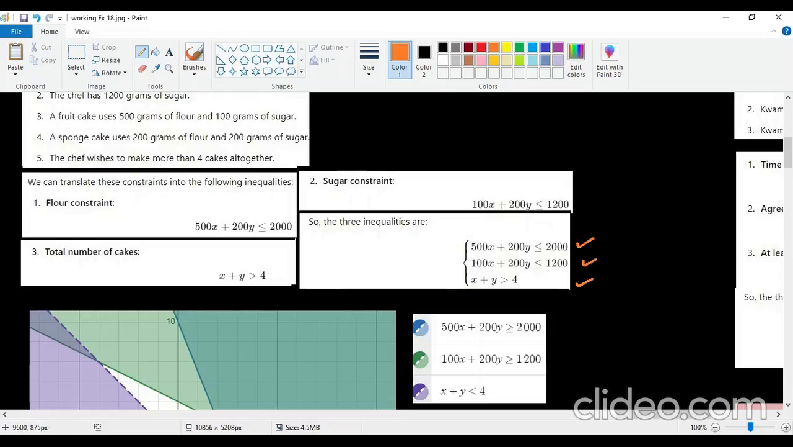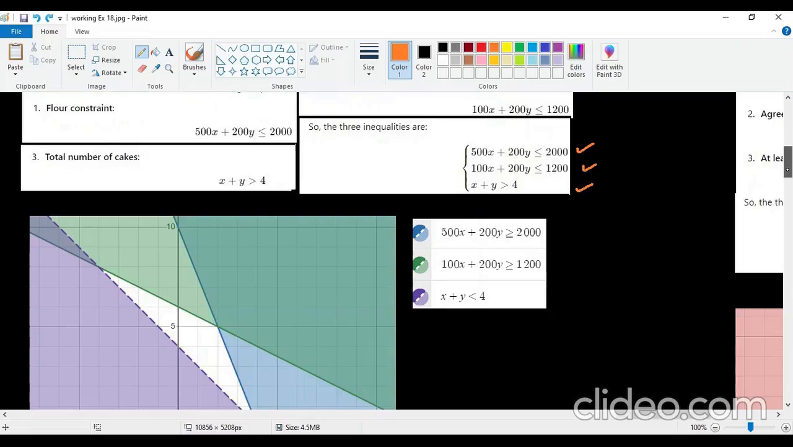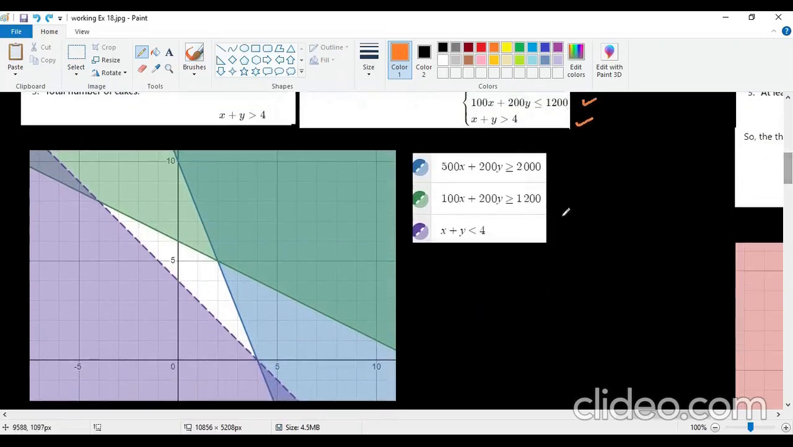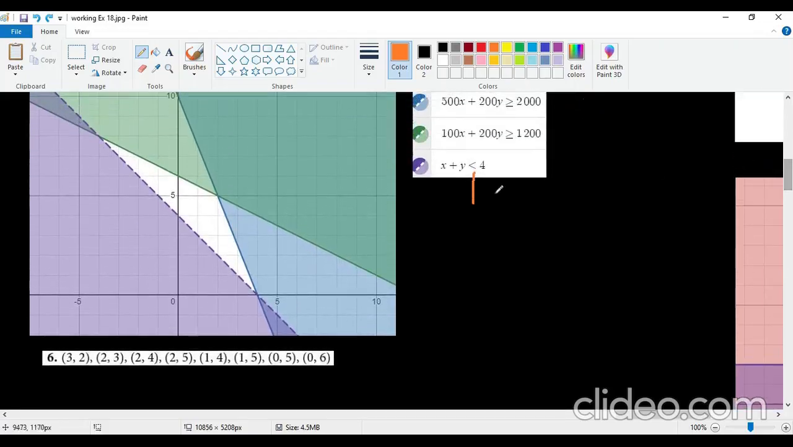Now be very careful once you are putting these inequalities in the Desmos. This sign that you see is less than or equal to, but in Desmos you are going to be using an opposite one. Now this is the graph that you are going to get, because this one is less than 4. That's why you are going to get a dotted line. Okay, so it should be greater than. But the other two lines are greater than and less than, so these are going to be solid lines.